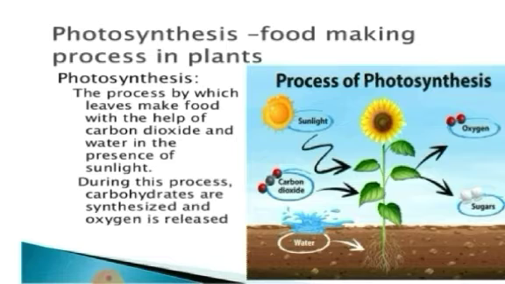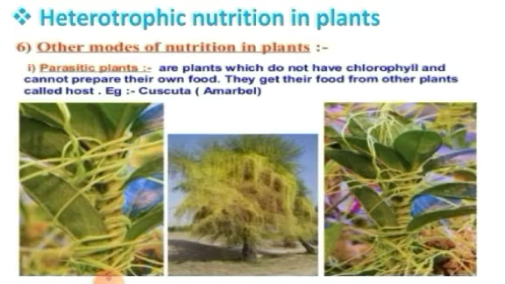So, in today's class, students, we are going to learn about heterotrophic nutrition in plants. The plants which cannot prepare their own food, they depend on other plants or animals, are called heterotrophs. Here we can see different types of heterotrophic nutrition in plants. The first type is parasitic plants.